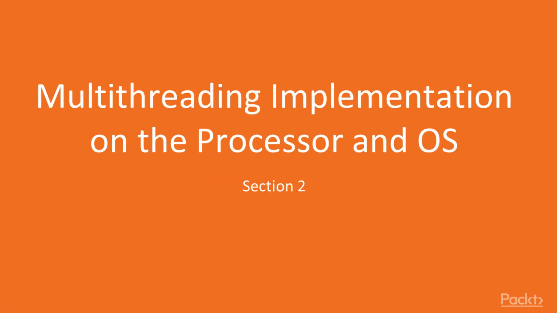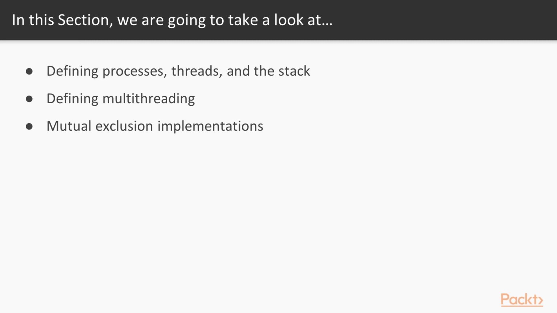Hi, and welcome to Section 2, Multithreading Implementation on the Processor and OS. The foundation of any multithreaded application is formed by the implementation of the required features by the hardware of the processor, as well as by the way features are translated into an API for use for applications by the operating system. In this section, we'll take a look at processes, threads, and the stack.